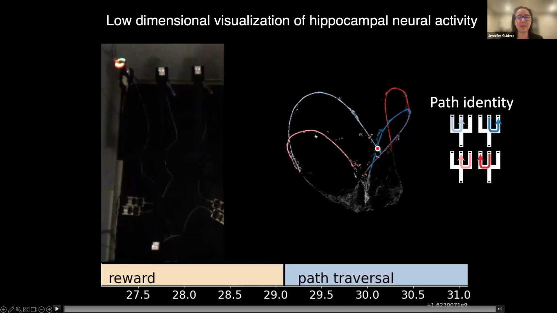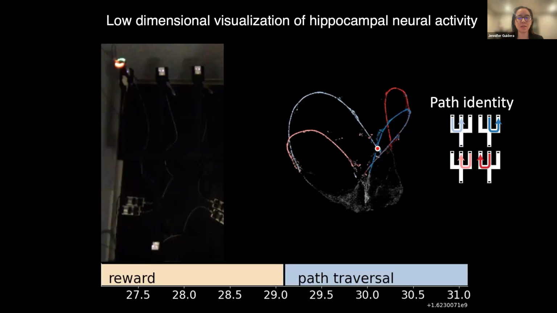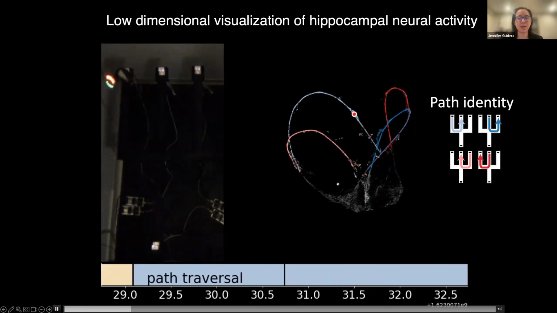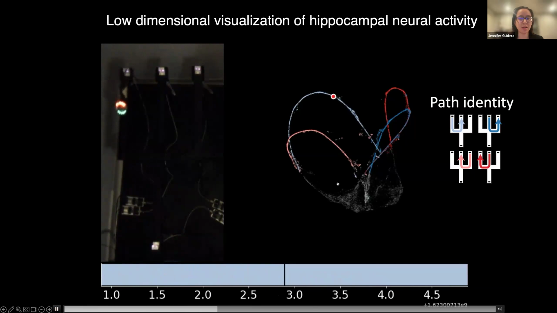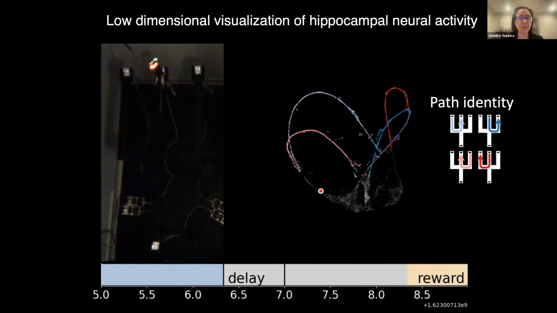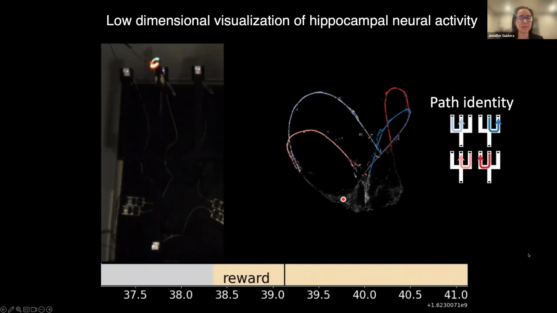Here we have embedded hippocampal activity, colored according to the path the rat was on. The red dot marks a point in time in this recording session, and the corresponding behavior of the rat is to the left, and the task phase is at the bottom. As the rat travels from the left well to the home well, we see an evolution of the neural activity through a particular part of this embedded space.